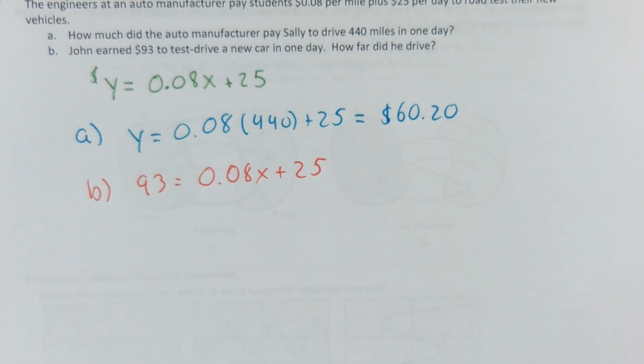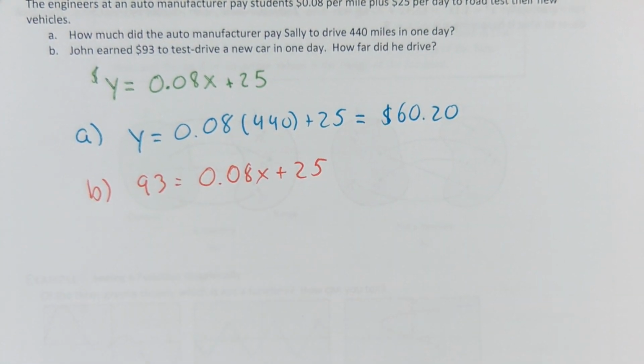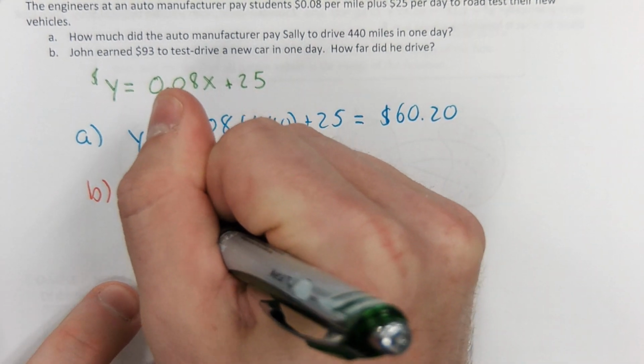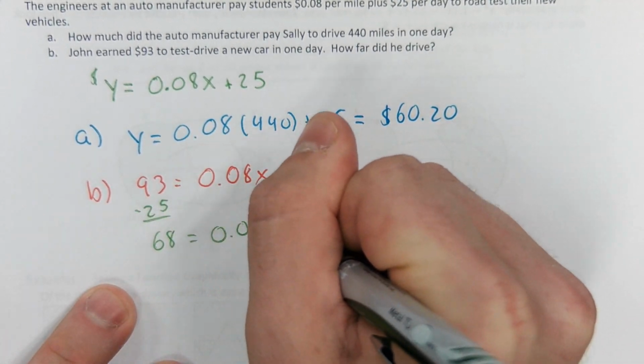And now we could be extra. We could use the graphing setup and graph this straight line and graph a horizontal line and look for the intersect. Or we could just do the basic algebra because I think it's a little bit faster to just get x by itself. So we're going to subtract 25 from both sides, giving us that 68 equals 0.08x.